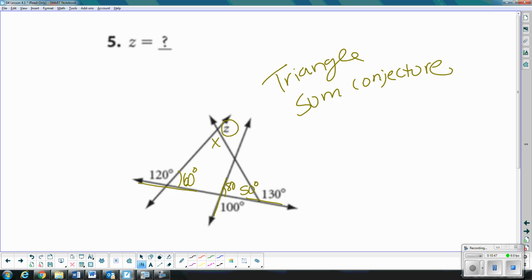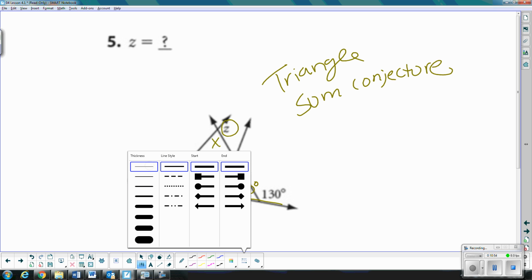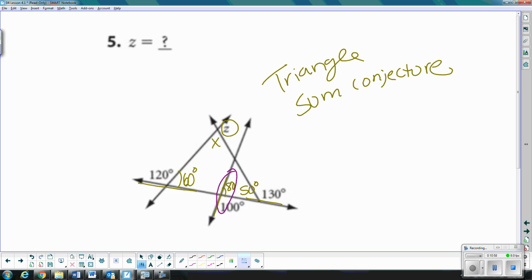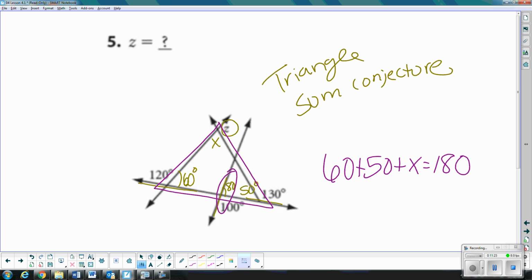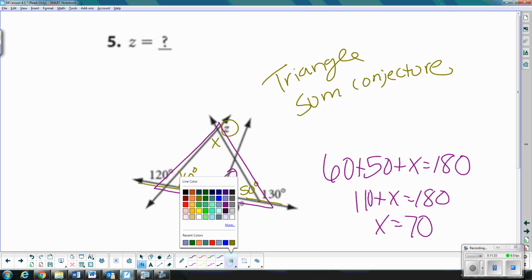All we had to do was apply the linear pair conjecture. Now here, we don't really care about this angle, okay? Because we're going to focus on the big triangle here. So we kind of know that we have to find angle x before we find angle z, but let's look at the big triangle. So in the big triangle, we have 60 degrees plus 50 degrees plus x. We know using the triangle sum conjecture that has to equal 180 degrees. So using that, we can find that angle x is 70 degrees.